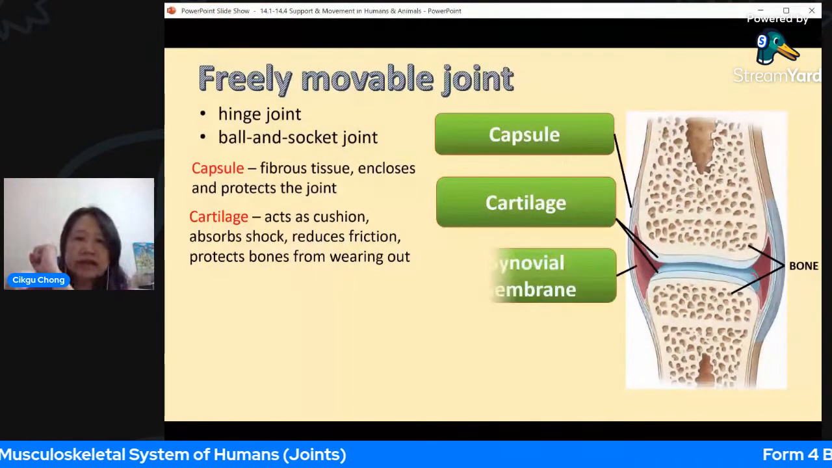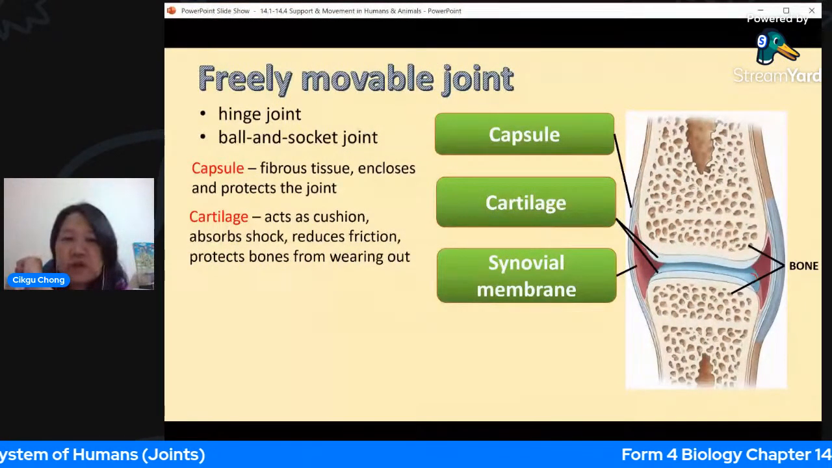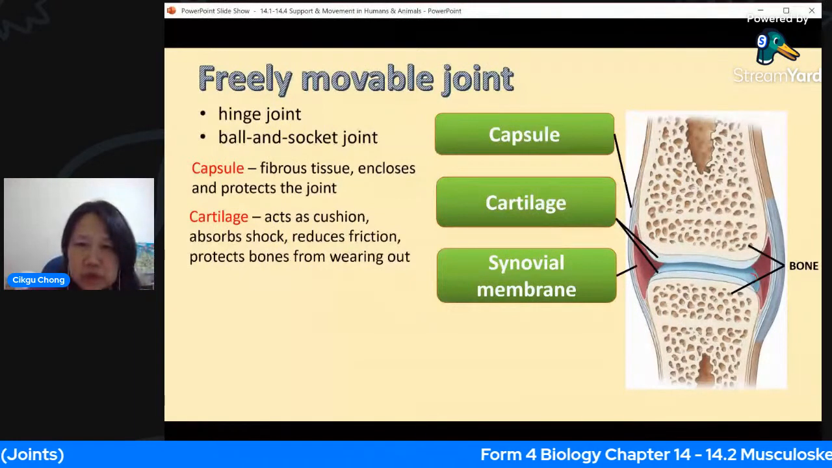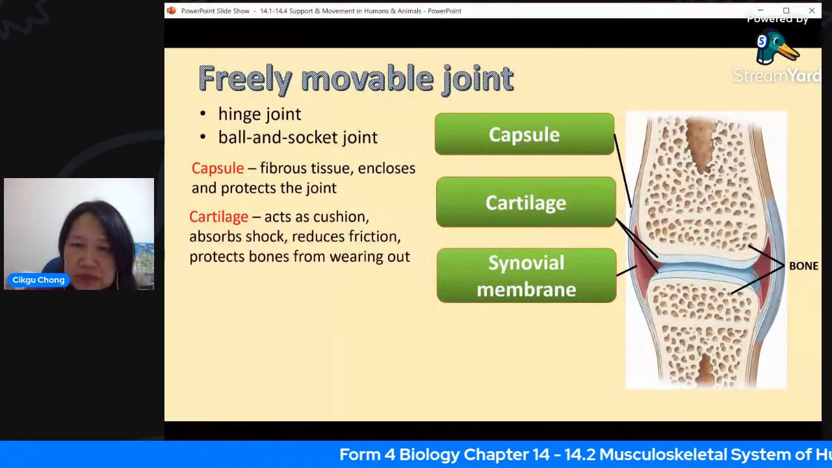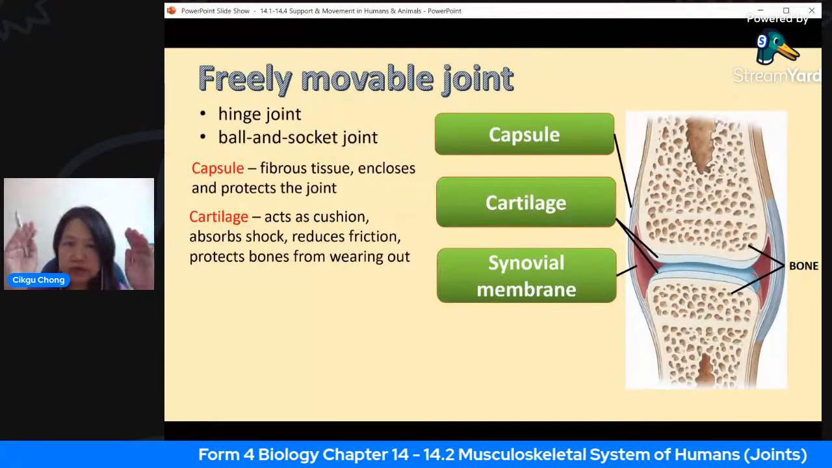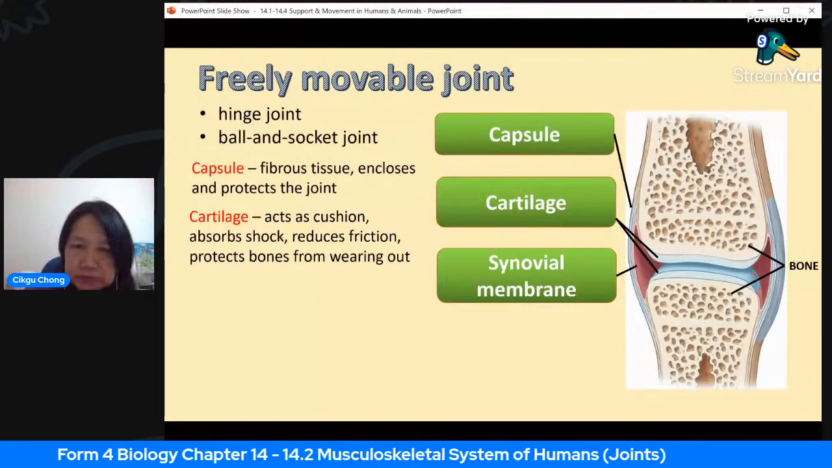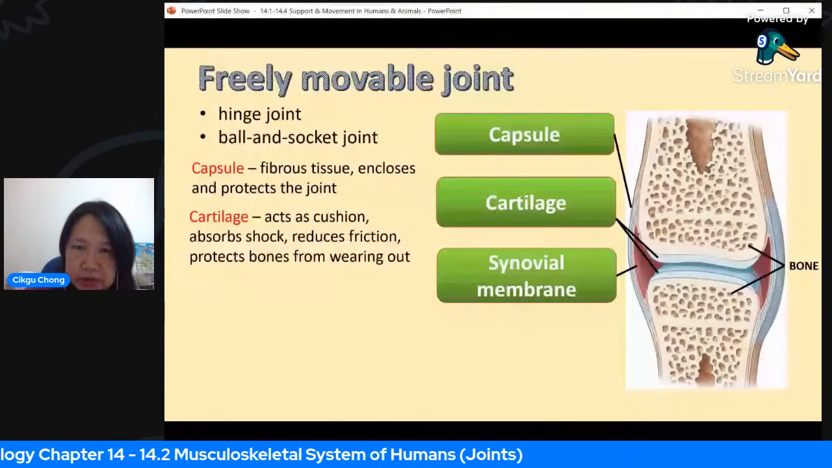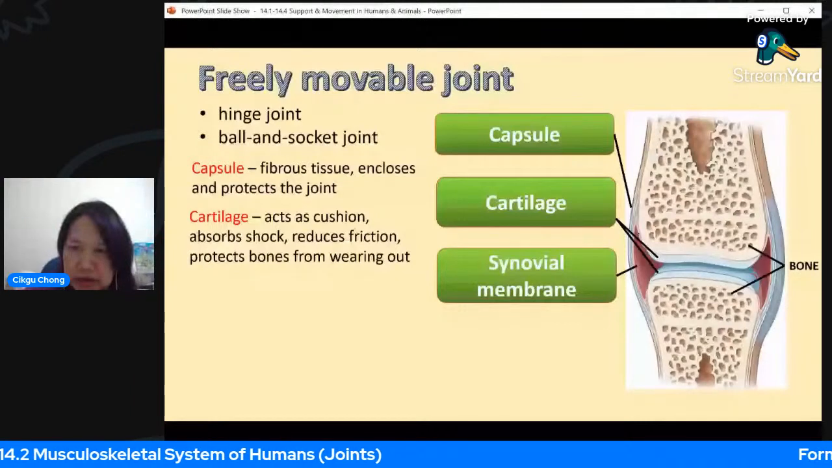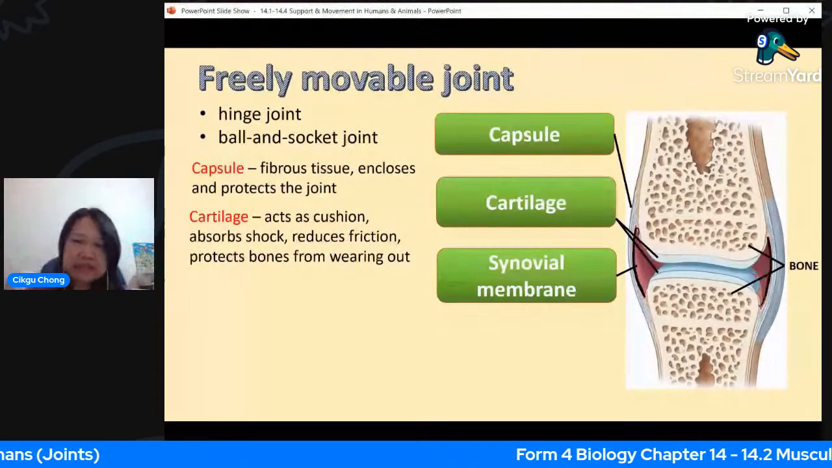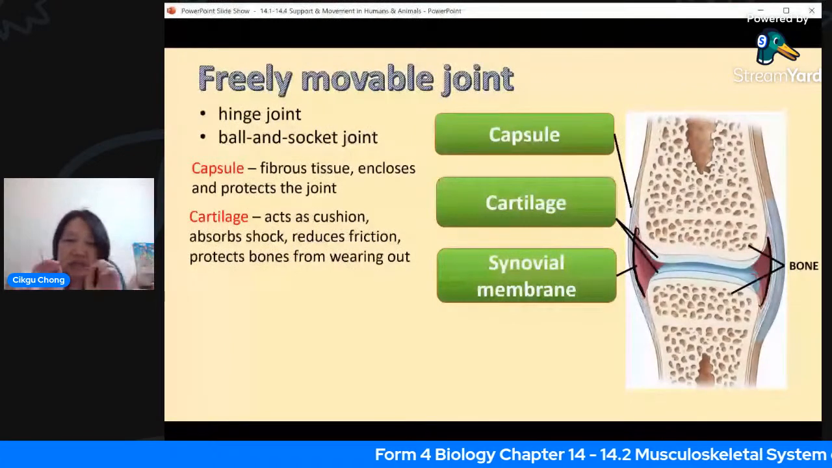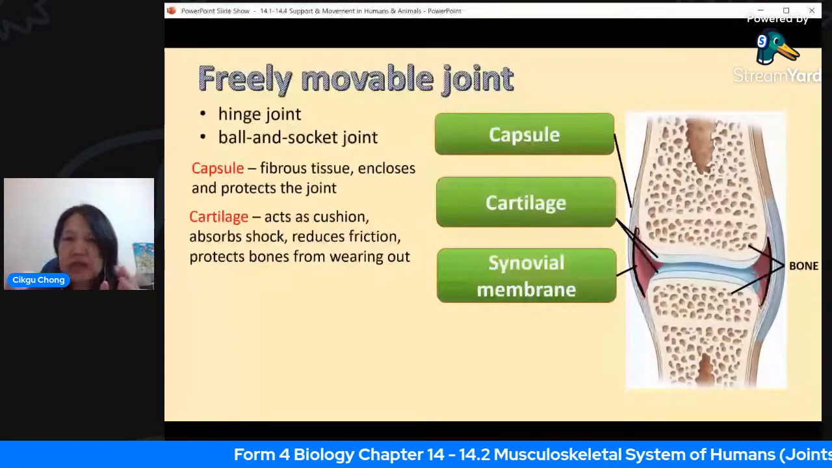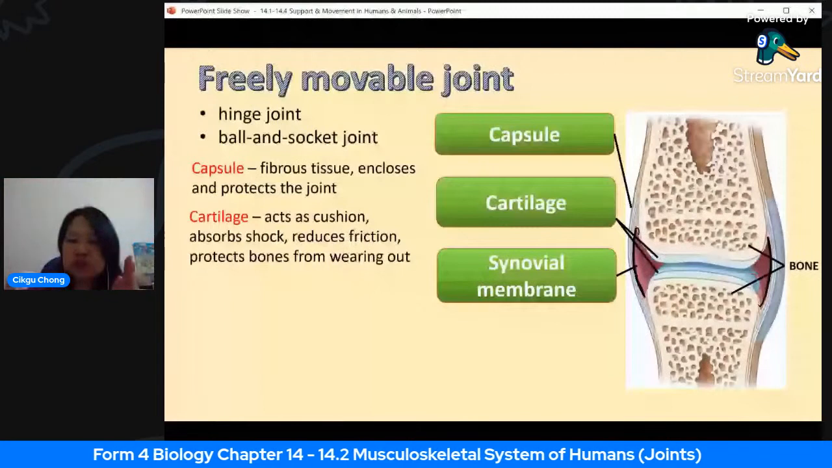Okay, next you have the synovial membrane. Now where's the synovial membrane? You will see that after the capsule, as you go inwards, there's a membrane here. Now this membrane produces a liquid. The liquid is of course inside that cavity. The cavity is the lubang there, right? That empty space there. So this membrane is actually producing the liquid.